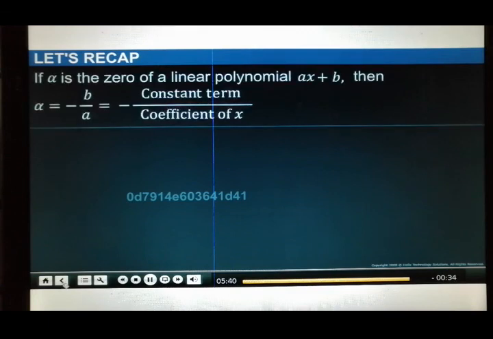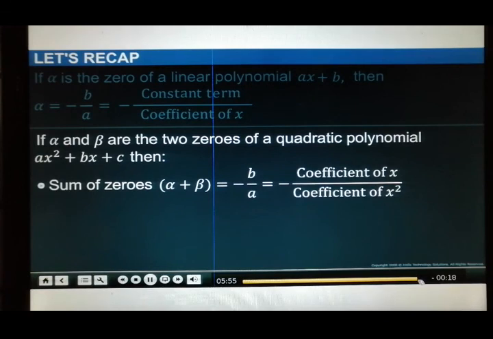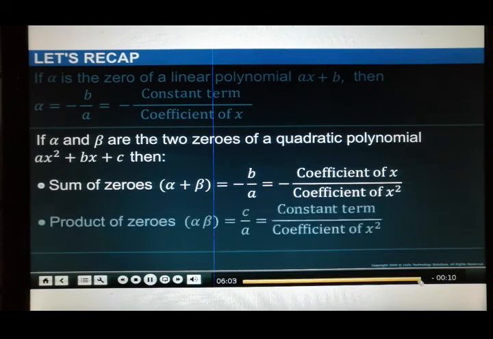In this module, you learned that the zero of a linear polynomial is equal to the negative of the constant term divided by the coefficient of x. The sum of the zeros of a quadratic polynomial is equal to the negative of the coefficient of x divided by the coefficient of x squared, and the product of the zeros of a quadratic polynomial is equal to the constant term divided by the coefficient of x squared.